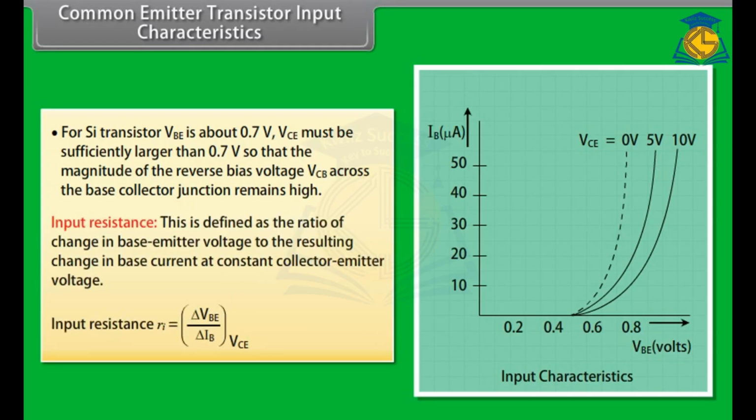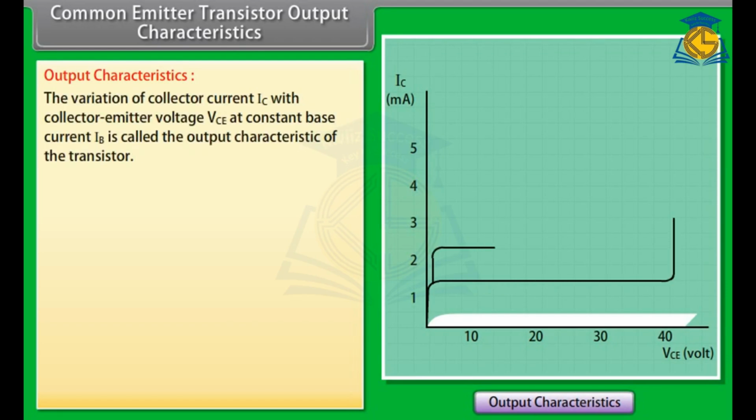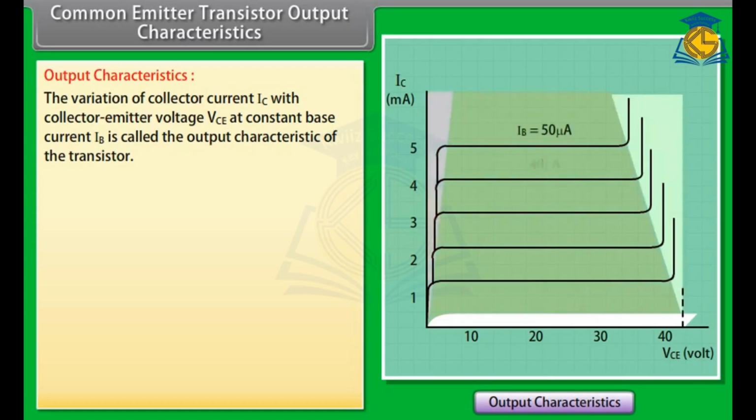Input resistance. This is defined as the ratio of change in base emitter voltage to the resulting change in the base current at constant collector emitter voltage. Common emitter transistor output characteristics. Output characteristics: the variation of collector current IC with collector emitter voltage VCE at constant base current IB is called the output characteristic of the transistor.